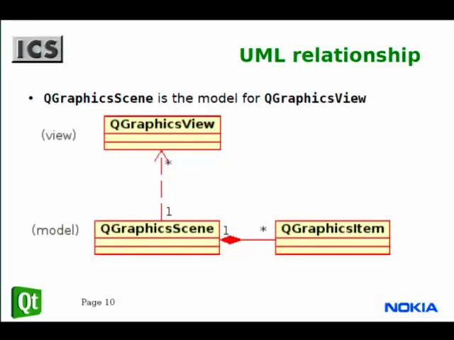So the QGraphicsScene is what we would say a model for the QGraphicsView. And the scene is a container for graphics items, and it manages them, which means that a graphics item can only belong to one scene. If you try to add it to another one, it'll get removed from the previous one. But it's one-to-many in the sense that you can have many views that show you the same scene.